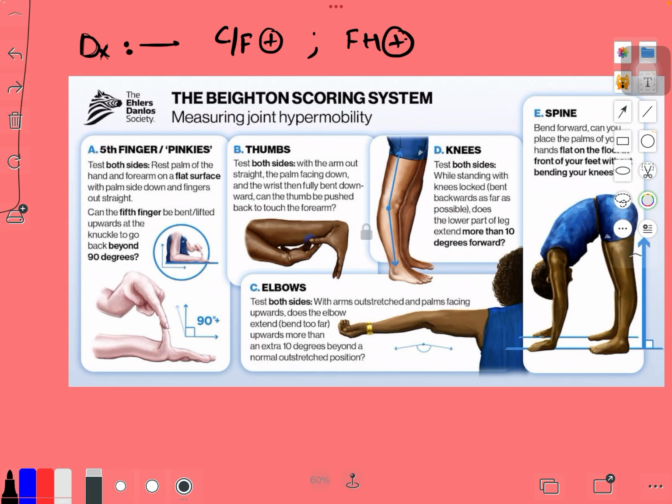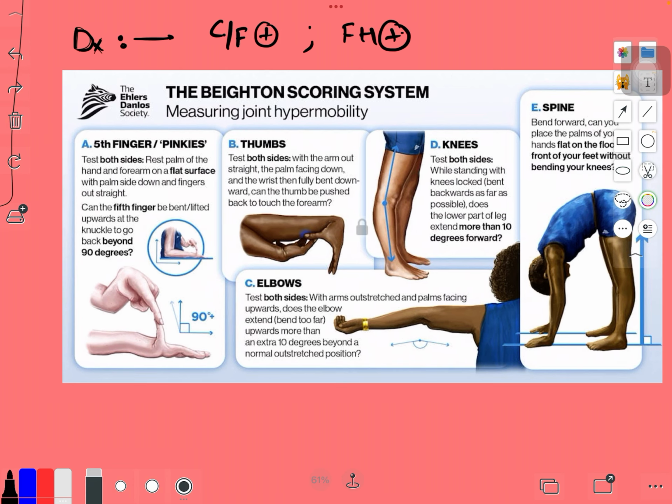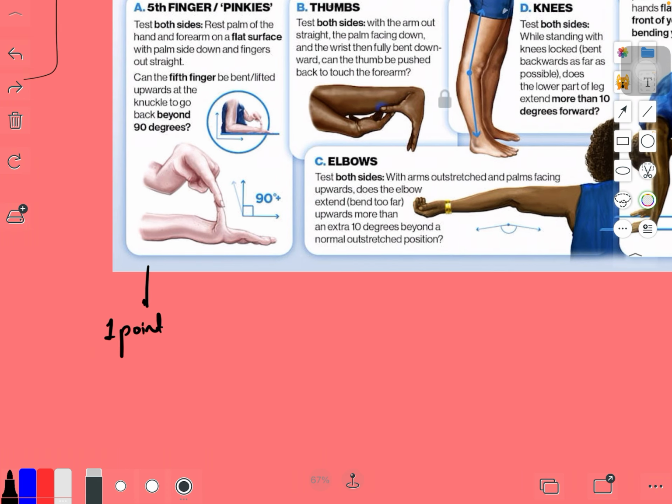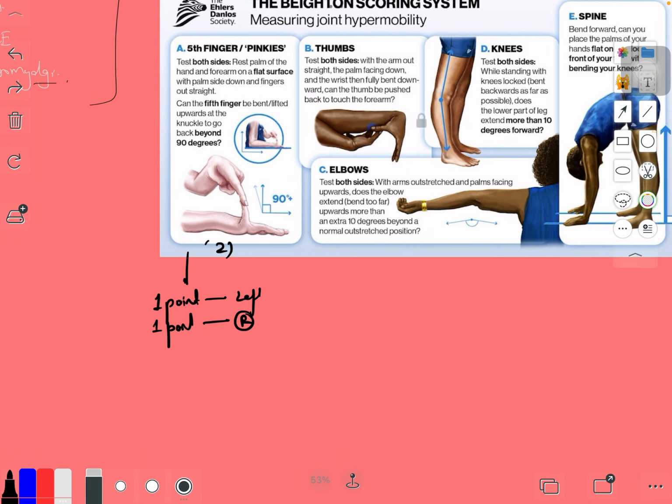So for the Bayesian scoring system, we check for 5 things. First is the fifth finger, or the pinky finger. You can check both of the palms. If you can bend the little finger beyond 90 degrees, you get 1 point for each hand. So 1 point for the left palm, 1 point for the right palm, total 2 points.